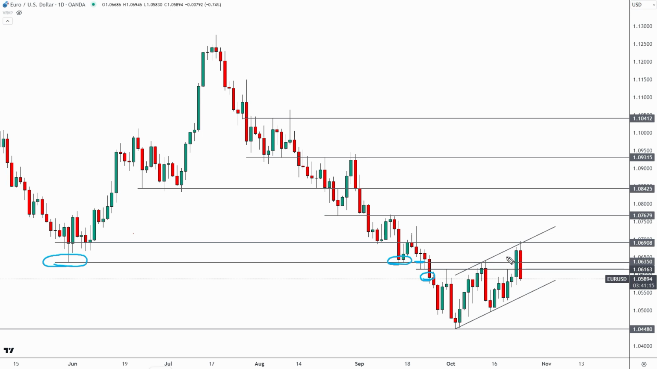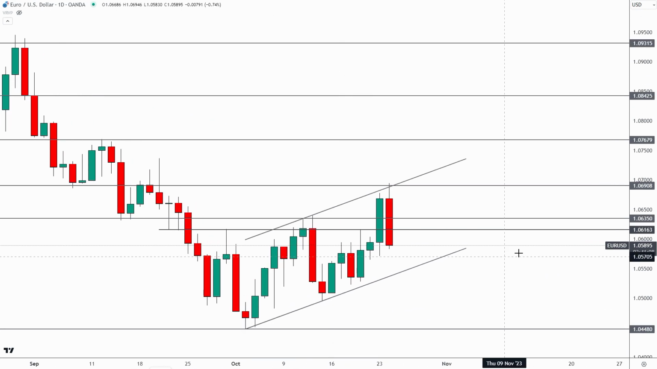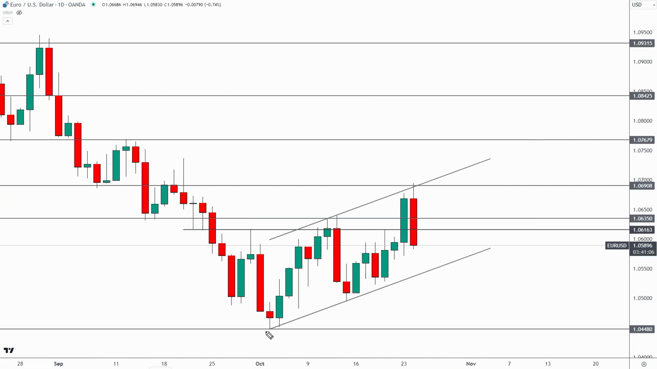Okay, now I'm sure that a lot of people were looking for buys down here in this area. What kept me away from that was really two things. First of all, you can see that we do have this ascending channel here on the Euro USD. We had resistance up here at 1.069. We also had this horizontal pivot that I've had on my chart now for weeks. And furthermore, the big reason why I did not buy the euro in this area is the DXY.